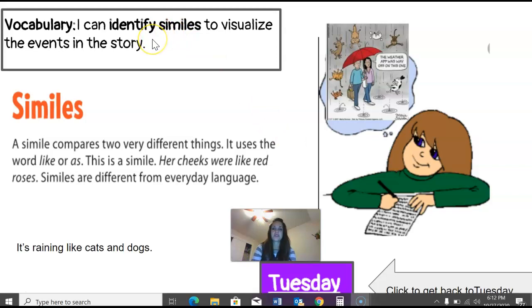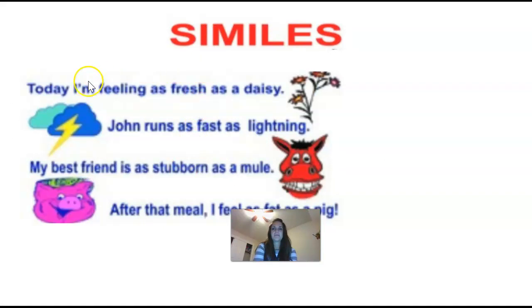So that brings us right back to our I can statement. I can identify similes to visualize the events in the story. Let's look at a few more examples before we go back into the text. Today, I'm feeling as fresh as a daisy. Okay, I remember similes compare two very different things. I'm a person, place, or thing. A daisy. So we're comparing a person to a daisy.